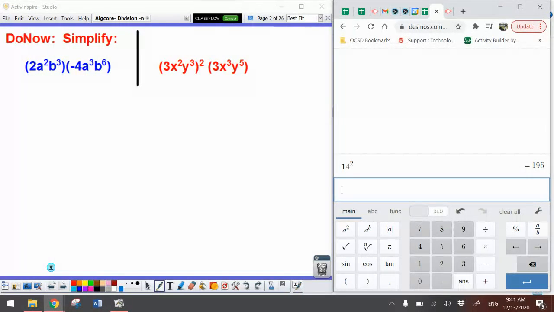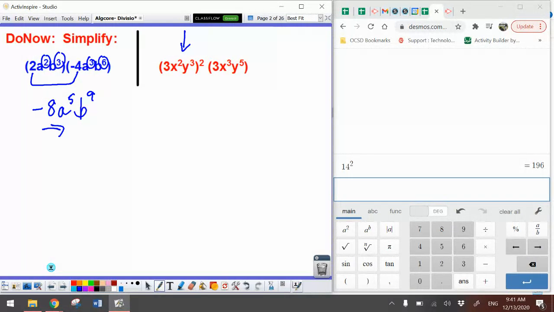All right, here we go. 2 times -4, that's a -8. And then remember, I am adding my powers if I'm moving this direction. So 2 plus 3 is 5b. 3 plus 6 is 9. So I have -8, a5, b9.